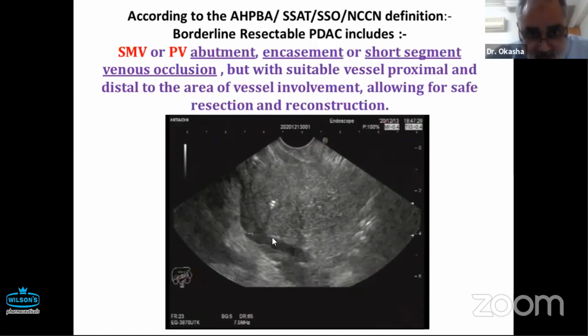This vessel is involved because the line of interface, or sometimes called the line of contact or line of cleavage, is not clear. So this vessel is involved, and the distance of involvement is about 2 centimeters or less. So it is a borderline resectable mass. If the distance of contact or involvement of the vessel is more than 2 centimeters, then it is unresectable. But here I think it is less than 2 centimeters.